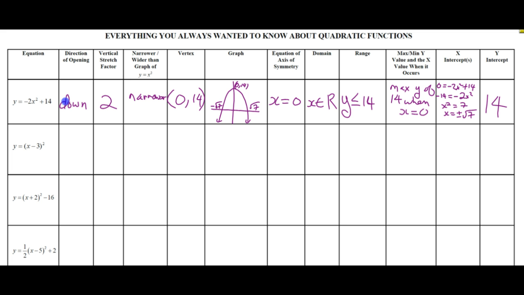Okay, next one. Up or down? Up. Vertical stretch factor? None, or 1. Actually, let's write none. There is no vertical stretch factor. Narrower or wider? It's the same. Where's the vertex? 3, 0. What's that tell us? Moved right 3, no up or down. So the vertex is at 0, 0 and moves to the right 3, so 3, 0. Okay, opens up. Vertex is at 3, 0.